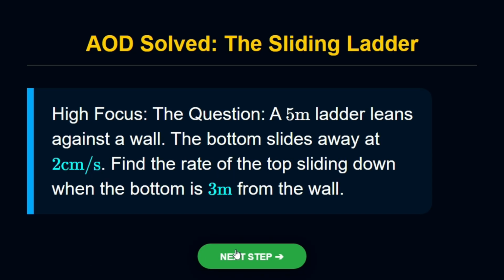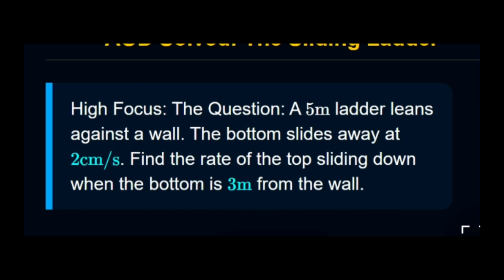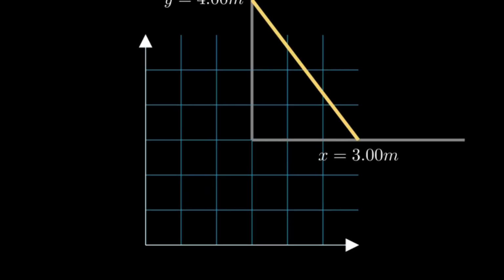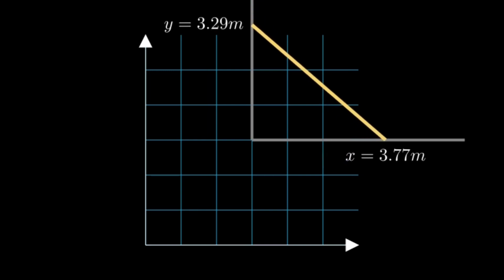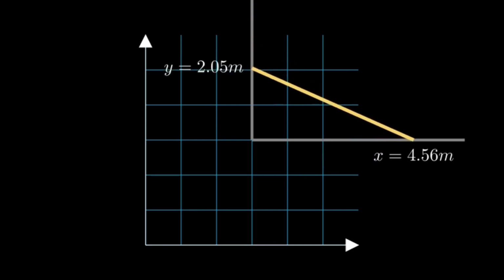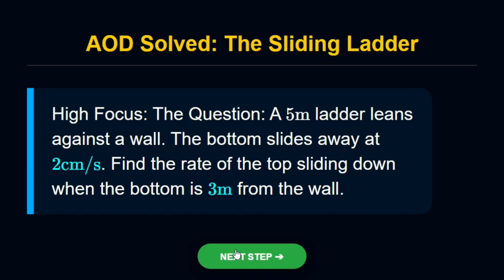Let's solve the problem. Question: A 5 meter ladder leans against a wall. The bottom slides away at 2 centimeters per second. Find the rate at which the top slides down when the bottom is 3 centimeters from the wall. So the base is 3 and the height is 4, and the sliding ladder is 5. The slide will be like that.